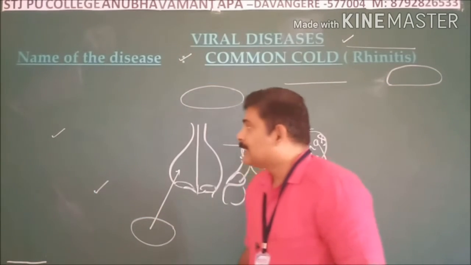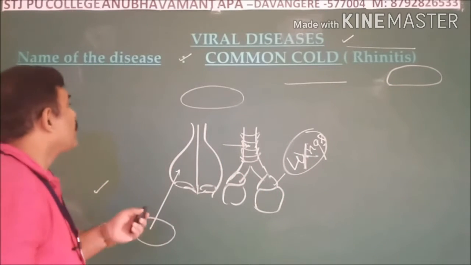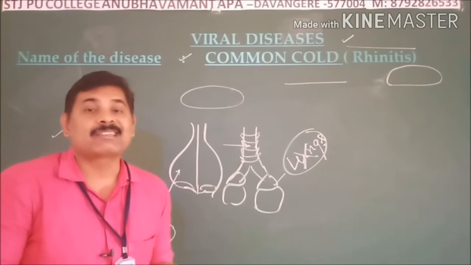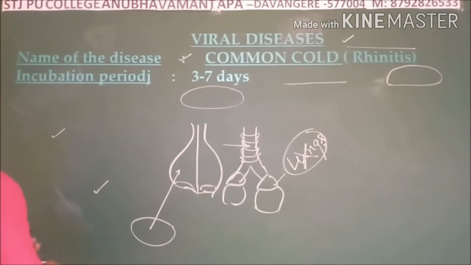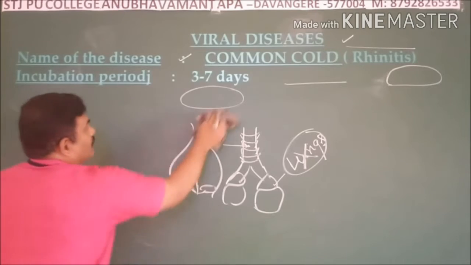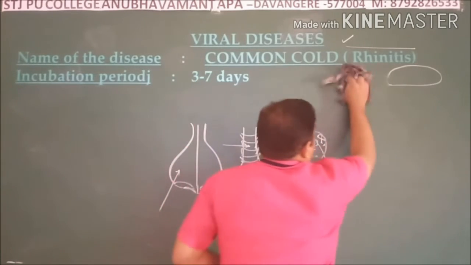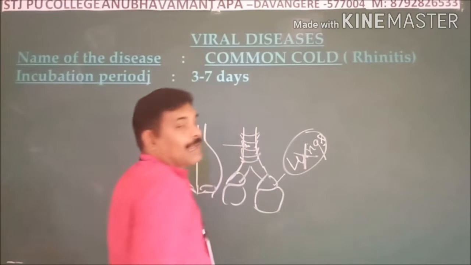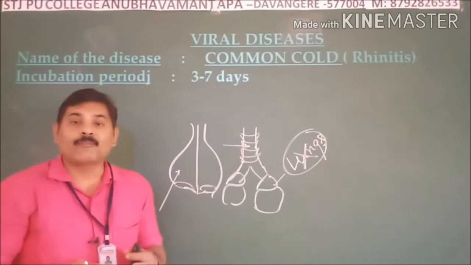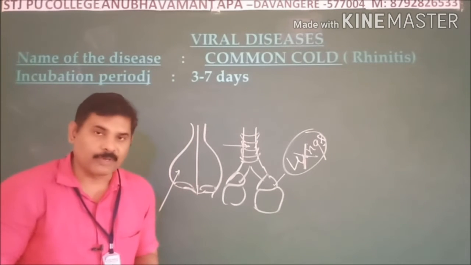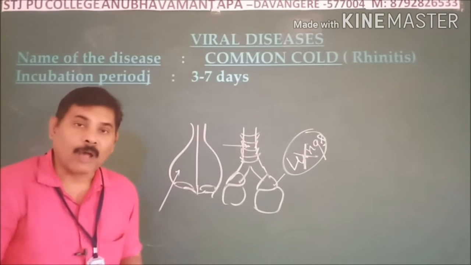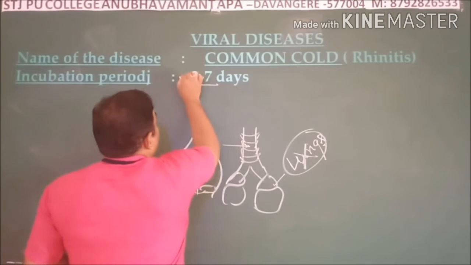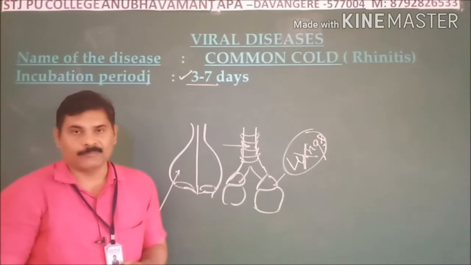Let us see now the incubation period of this one. The incubation period is a 3 to 7 days span of time. You know that incubation is the period between the invasion and the manifestation. Once the disease-causing pathogen enters the body, it takes some time for the manifestation. That period is known as the incubation period. The time taken by this virus for manifestation of the common cold is 3 to 7 days.